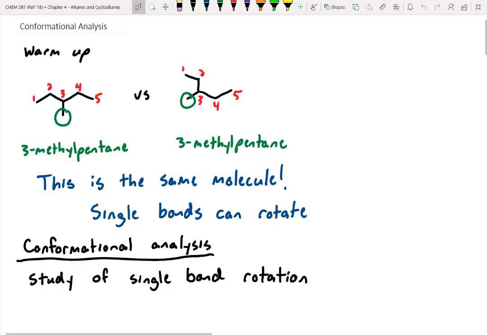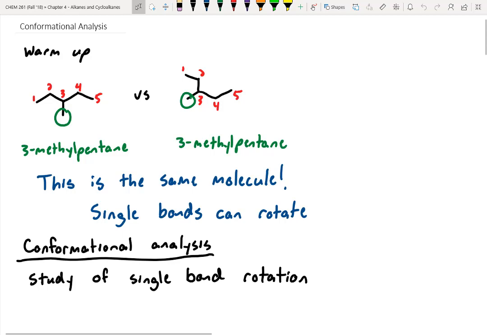All right, so yesterday we started out with this original problem where I said, are these two molecules the same or are they different? And one easy way of telling if you've got an identical molecule is just to name it, right? If it has the same name, it's got to be the same molecule. So in both of these examples, we had 3-methylpentane.